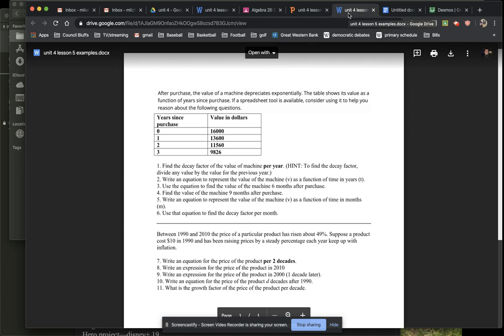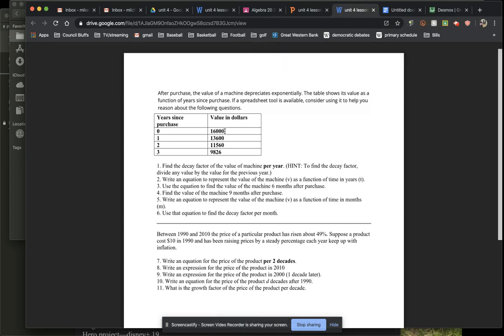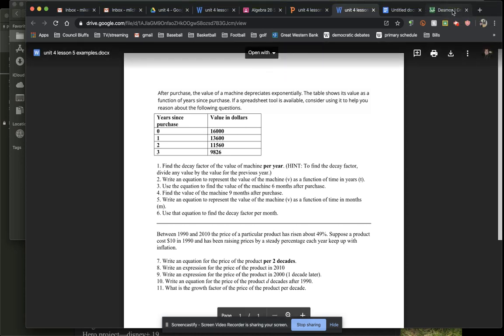If a spreadsheet tool is available, consider using it to help you reason about the following questions. All right, so here's our value here. Find the decay factor of the value of the machine per year. Hint: to find the decay factor, divide any value by the value for the previous year. So that would mean I can divide 13,600 divided by 16,000, 11,560 divided by 13,600, so on and so forth.